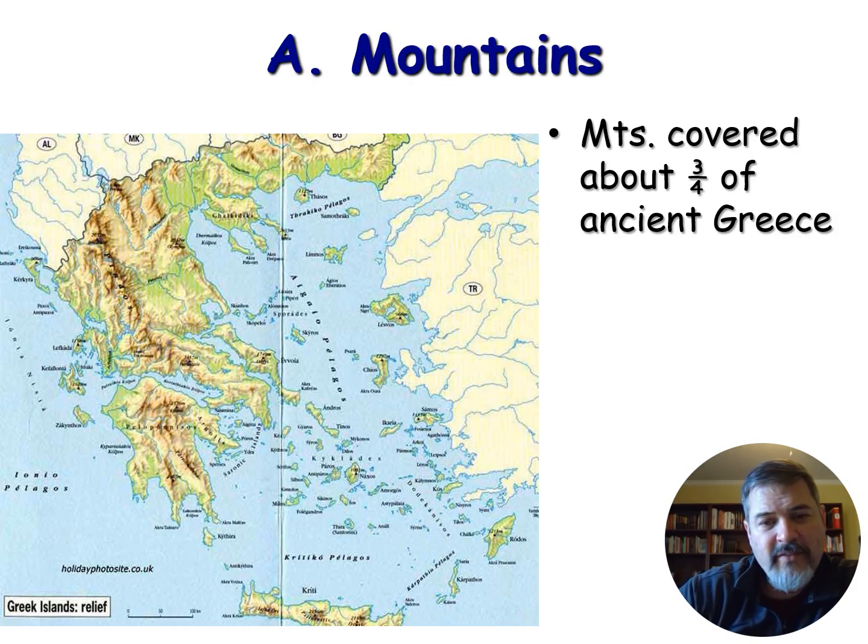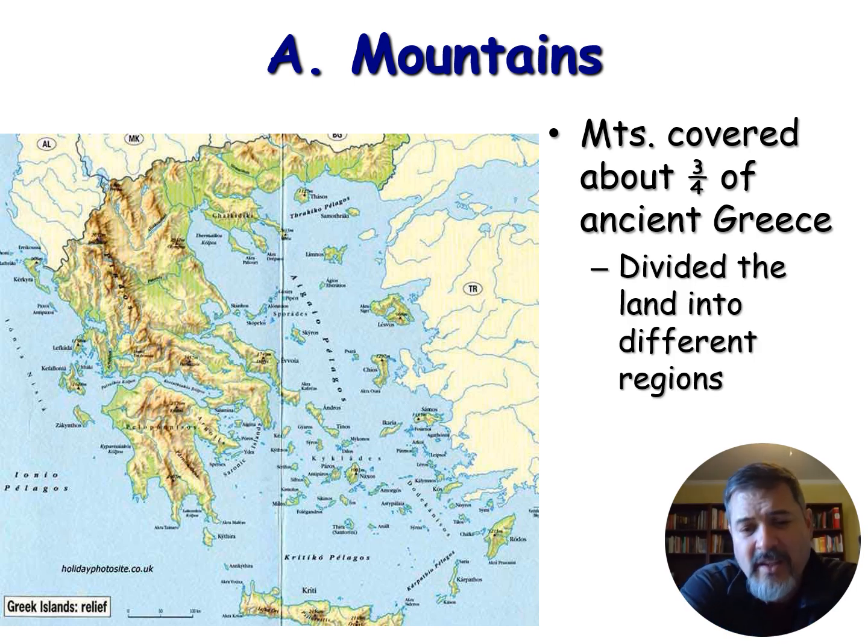Mountains cover about 3/4 of ancient Greece. That's a huge deal. It divided the land into different regions. Unlike Mesopotamia and India and Canaan, these city-states that develop will be divided. The ancient Greeks were not a united people. They were not a united empire until toward the very end, when the Macedonians took over.